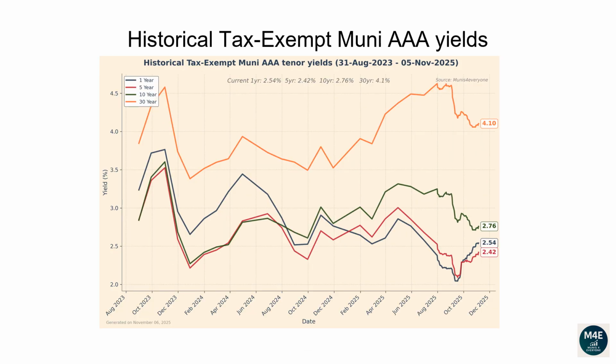This line plot and the next plot show how each tenor of the Muni yield curve has changed over time. From the 31st of August 2023 to the 5th of November 2025, the 1-year yield has dropped from 3.24 to 2.54. The 5-year yield has dropped from 2.85 to 2.42. The 10-year yield has dropped from 2.84 to 2.76. The 30-year yield has increased from 3.85 to 4.1.